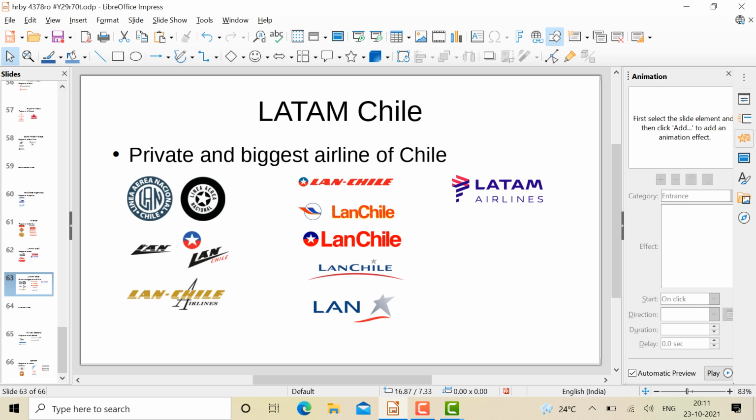Lan Chile was again changed, and the star was removed in front. In its place took the two basic colors of the flag of Chile. Then the star reappeared again, with Lan Chile now appearing in blue and the line appearing in orange. Before it became LAN with the star over here.